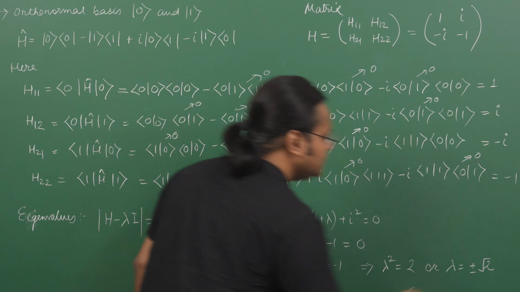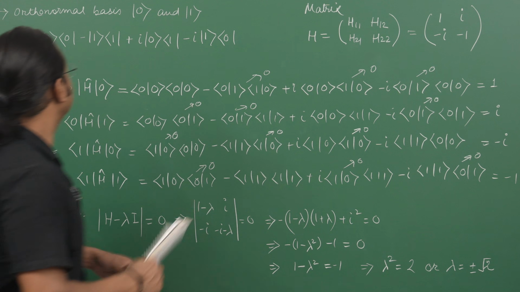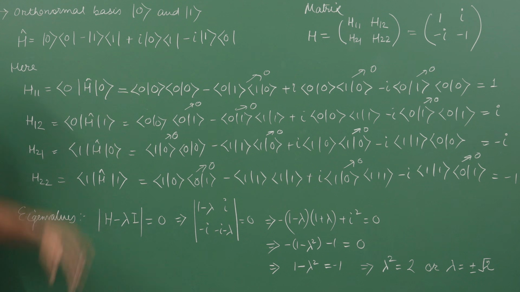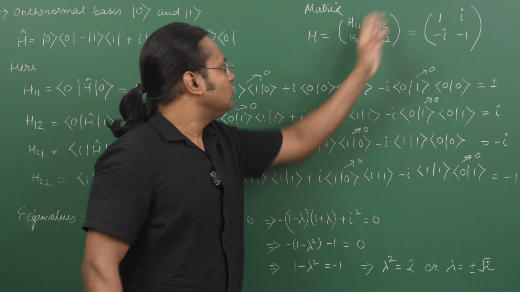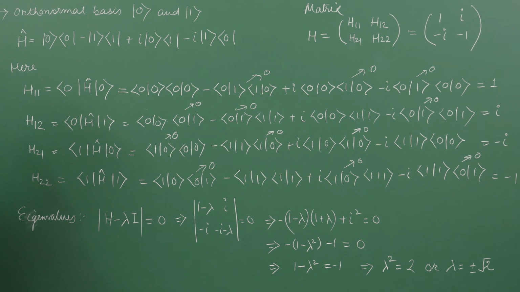So these are the eigenvalues associated with this kind of Hamiltonian operator corresponding to the given orthonormal basis, and to obtain them we do the same kind of mathematical operation of finding the eigenvalues of a given matrix, where we take the matrix corresponding to this operator.